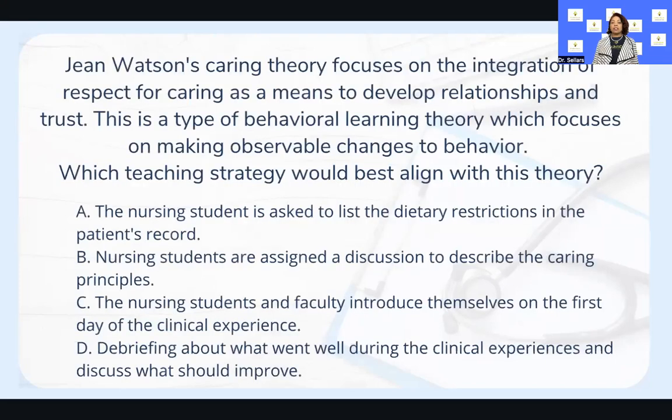Okay, so let's go back and talk about the rationale for A, why that's not correct. So the nursing student is asked to list, okay, so that's not an observable behavior. Can we see that they wrote out the dietary restrictions? Yes, but the best alignment is not A. B, nursing students assigned a discussion. That's great, right? That's going to engage in some socialization perhaps and some cognitive evaluation perhaps. But again, there's not a direct observable behavior associated with the discussion.